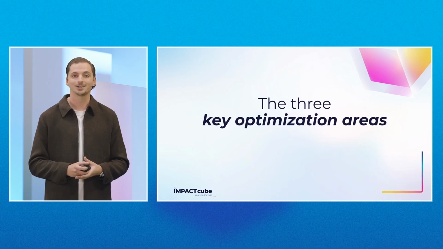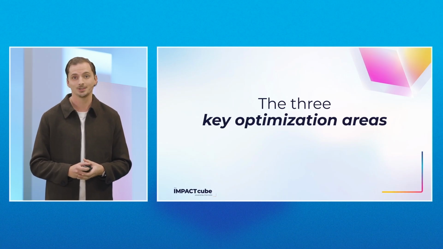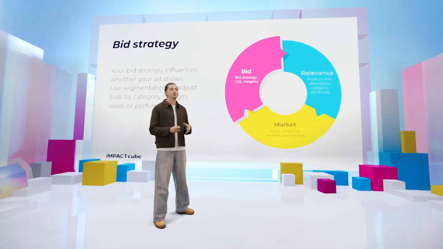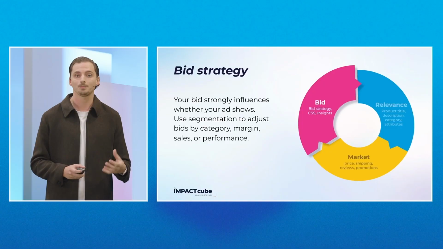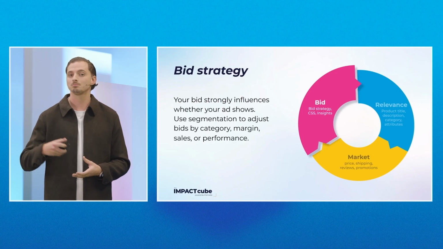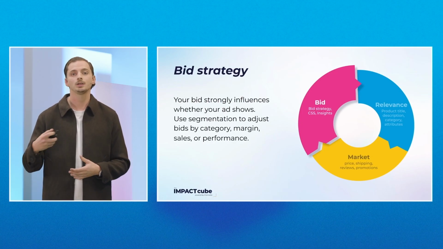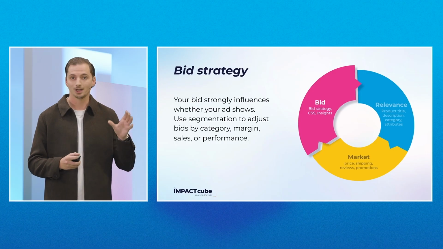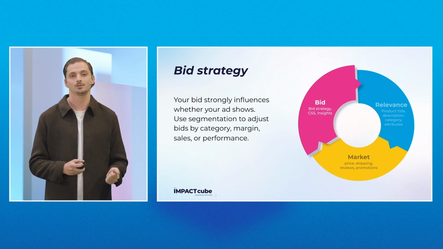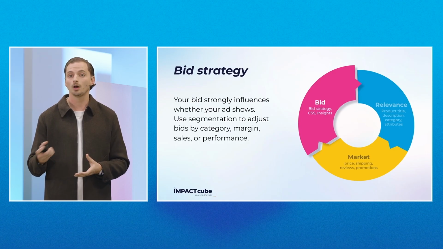From analyzing ads of over 15,000 advertisers, we have learned that these three optimization areas have a great impact on your shopping ads. The first one would be the bid strategy. As you now understand, your bid strongly influences the position of your ads. Use segmentation to adjust bids by category, margin, sales or performance. Push high margin, high performing products and pull back on poor performers. Choose manual CPC or automated bidding wisely.